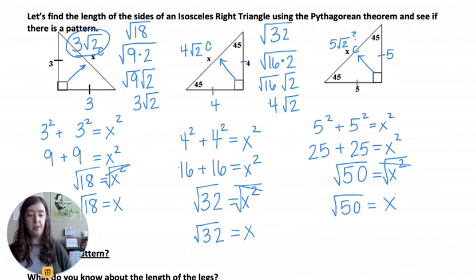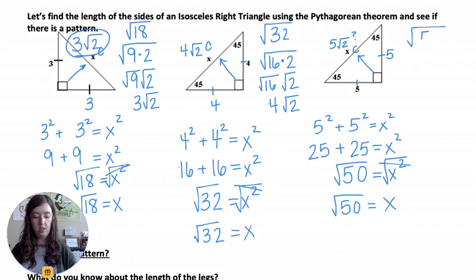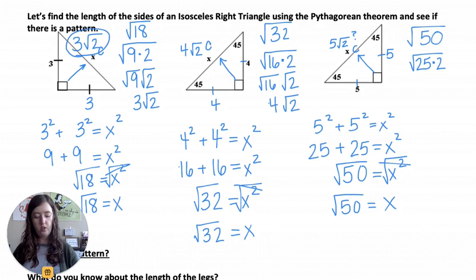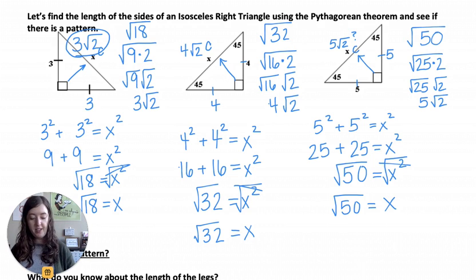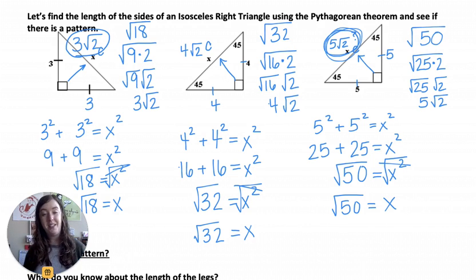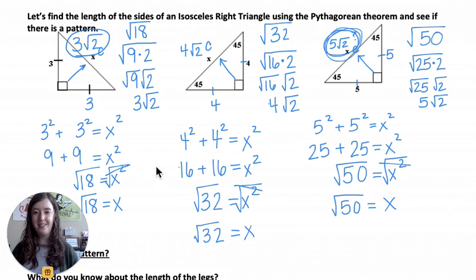Now we need to simplify the square root of 50. What's the biggest perfect square that goes into 50? 25, right? That's 25 times 2. So we'll break those up into their own square roots. The square root of 25 is 5. And we're just left with the square root of 2. So, oh my goodness, it is what we expected it to be. Awesome. Here, let's pause.